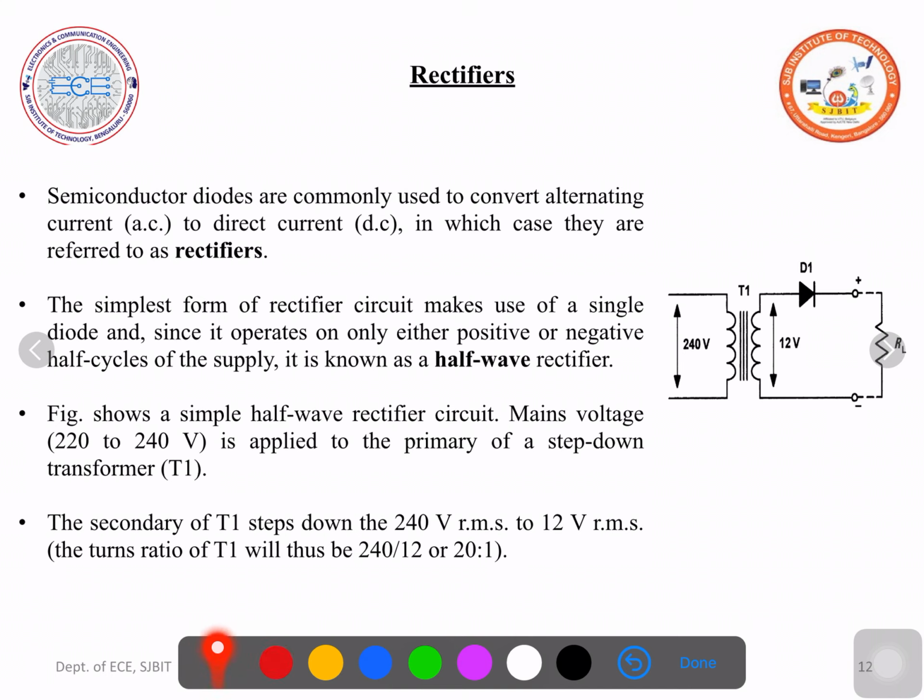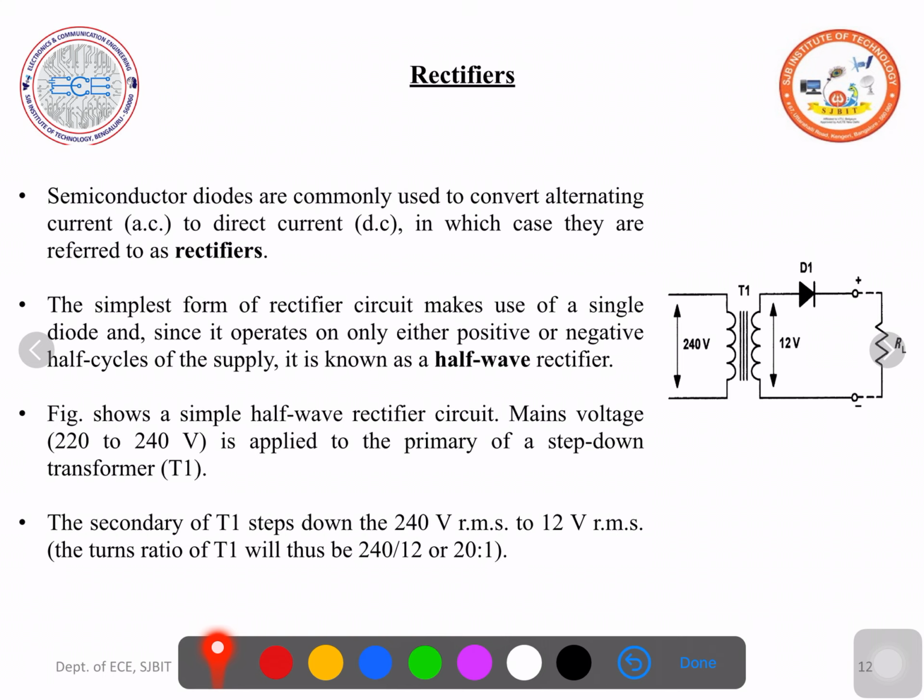The simple form of rectifier circuit makes use of a single diode, and it operates on only either positive or negative half cycles of the supply. If you connect the semiconductor diode in this fashion, it operates only in the positive half cycle. If you reverse the terminals of this diode, it operates in negative half cycle. So this diode operates only in positive half cycle. It converts only the positive half cycles of the input to the pulsated DC, so the name half wave rectifier. Only one half cycle of the input waveform is rectified, so the name half wave rectifier.